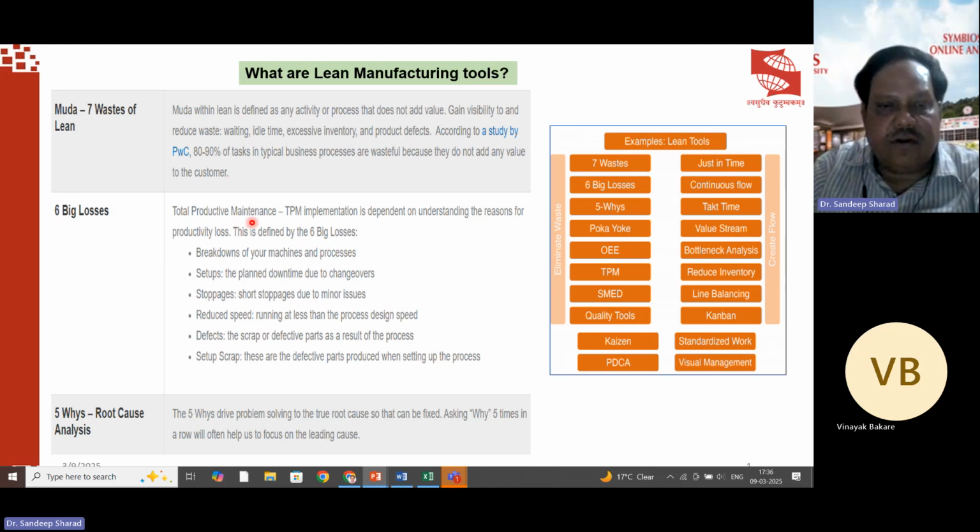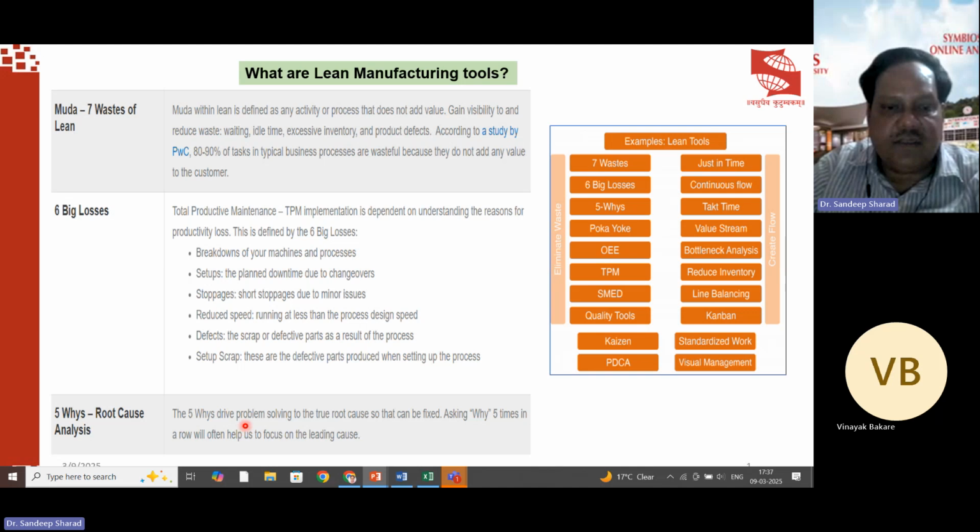Six big losses, in total productive maintenance. TPM implementation depends on understanding the reasons for productivity loss: the breakdown of the machine and the processes, setup time, plant downtime due to changeovers, short stoppages due to minor issues, reduced speed running at less than the process design speed, defects, scrap or defective parts as a result of the process, and setup scrap. These are the defective parts produced when they are setting up the process.